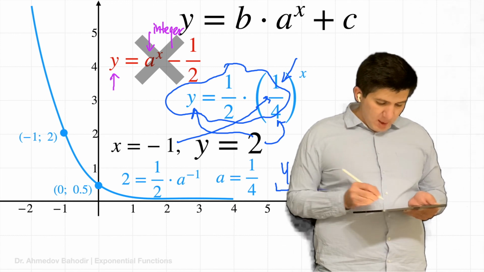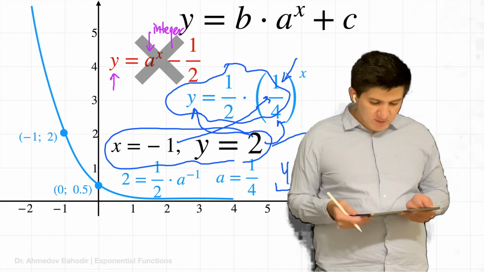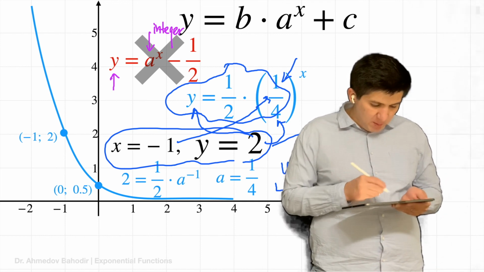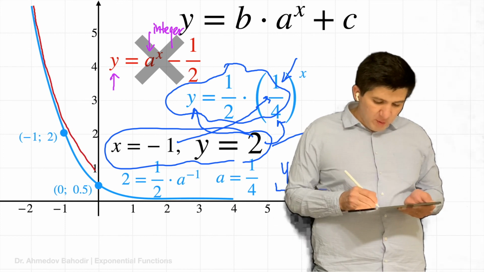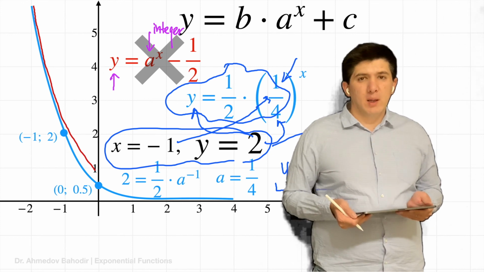And essentially this point now satisfies this function, and it's clear that the shape corresponds to this equation because it's a decreasing function. And if you remember, for a decreasing function, the value of a is less than 1.